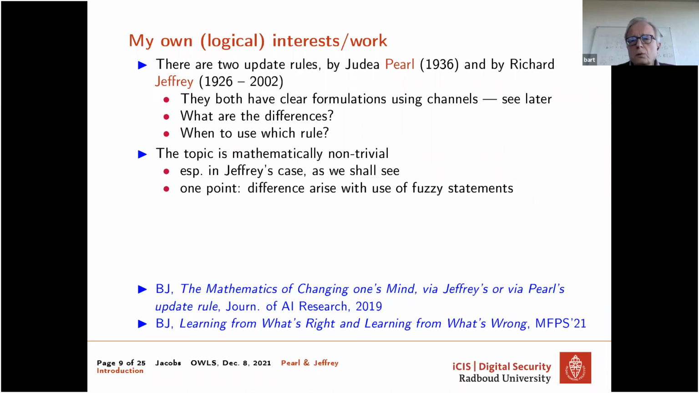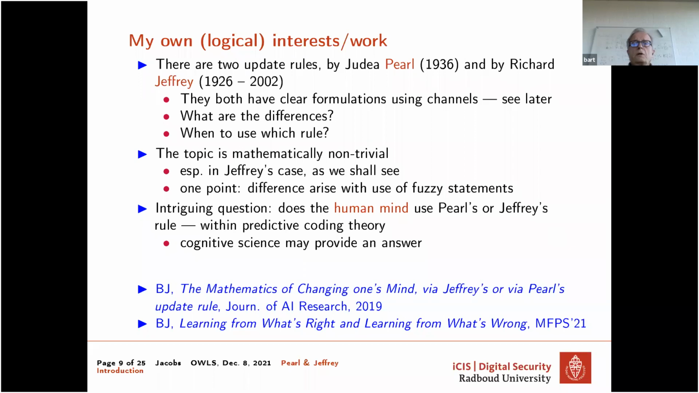The difference between these rules only arises when you use fuzzy statements. That's essential to this world, which is not standard in probabilistic logic, and that's possibly one reason why these rules haven't got so much attention. An intriguing question I have is, does the human mind use Pearl's rule or Jeffrey's rule? I don't know, and I'm not scientifically equipped to answer this, but I'll have some speculations about this towards the end of my talk.